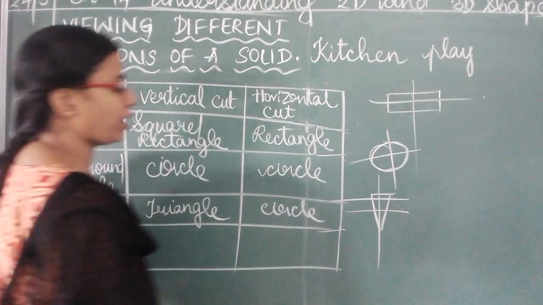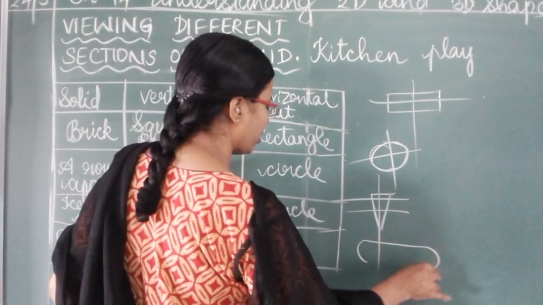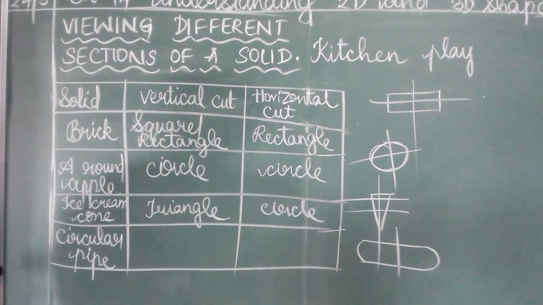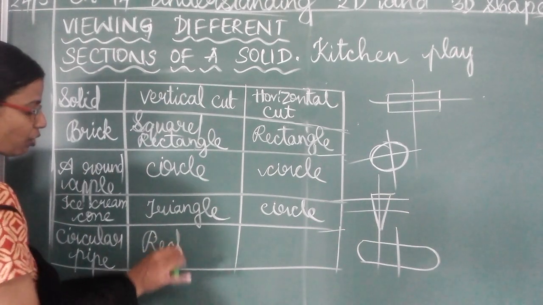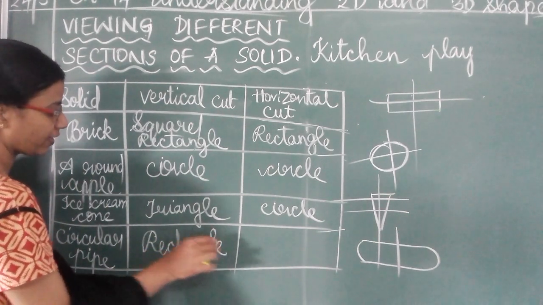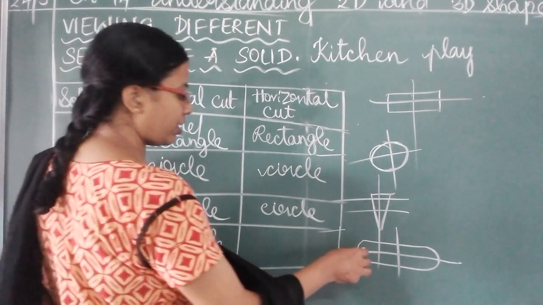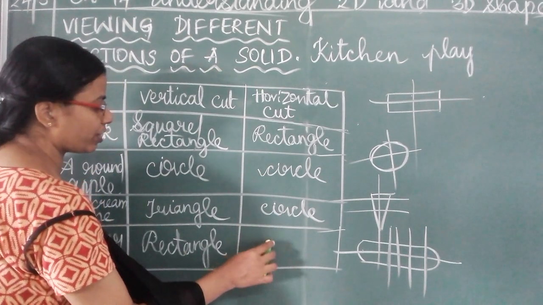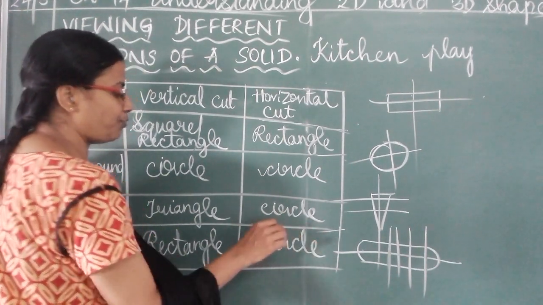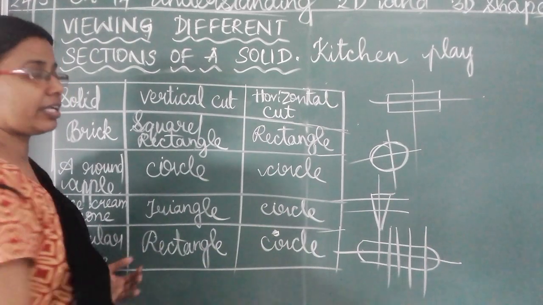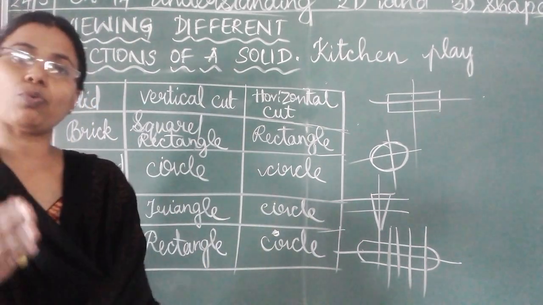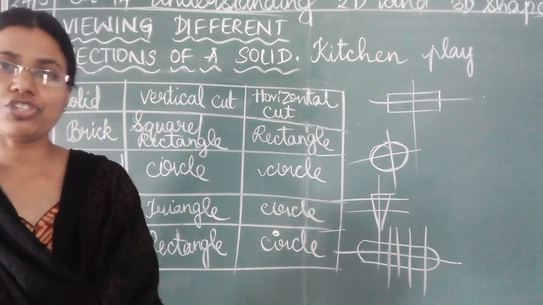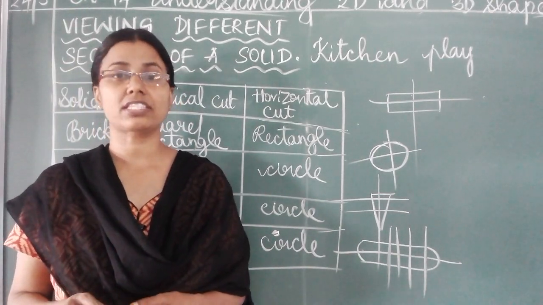A circular pipe: if you cut it vertically, you are going to get a rectangle, and if you cut it horizontally, it's going to be a circle. And if you take the example of a die, which is a cube, and if you cut it vertically or horizontally, you are going to get squares. Understood this part, children?